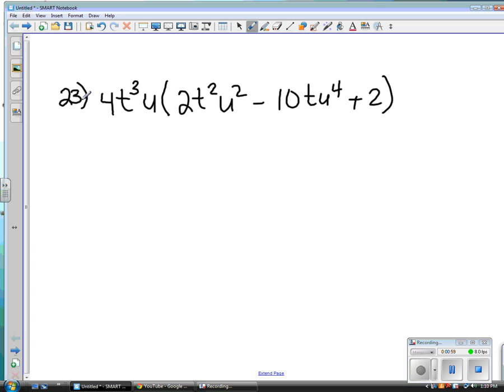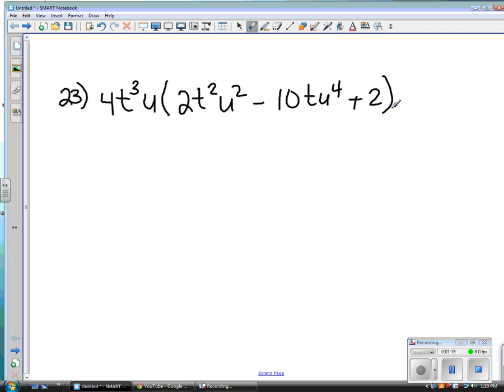Just as a quick review, what's the degree of this monomial? 4, because I have 3 plus 1, it's a total of 4. What's the degree of this one? 4. What's the degree of this one? 5. And what's the degree of this one? 0. Alright, that was just a quick review on your degrees, okay?